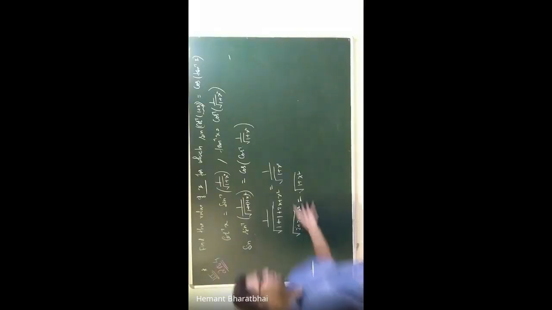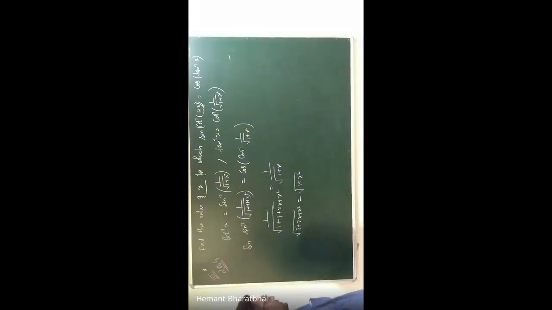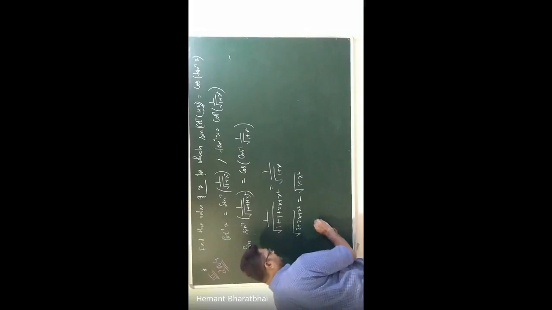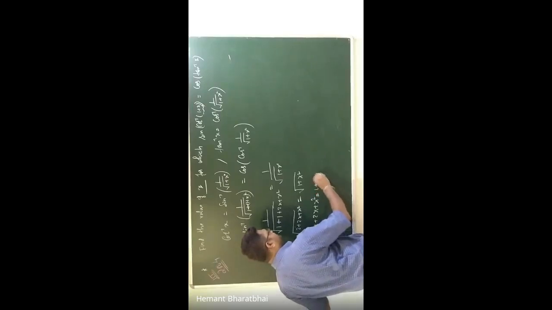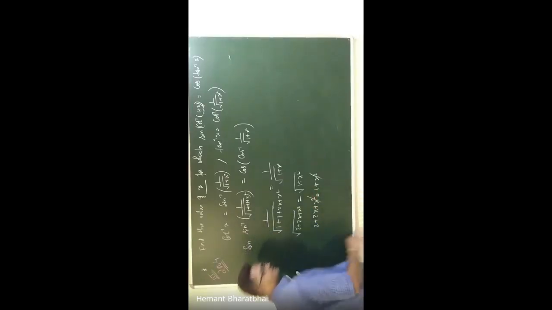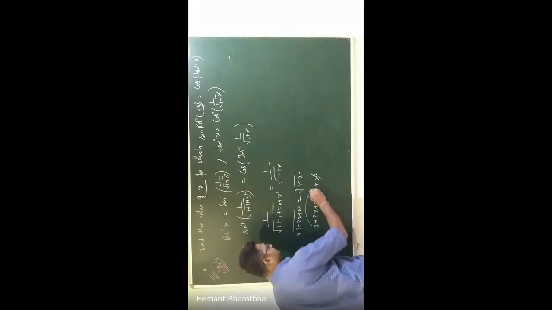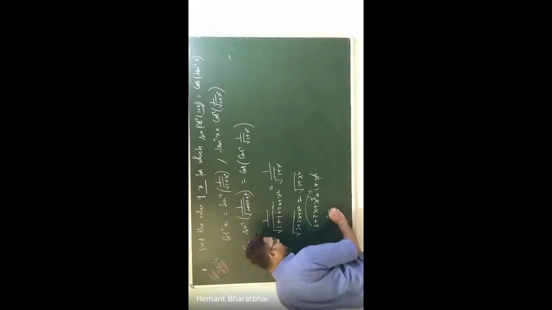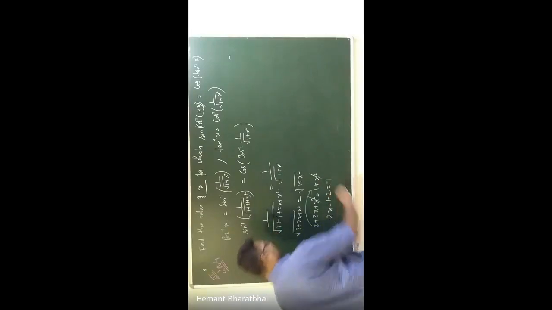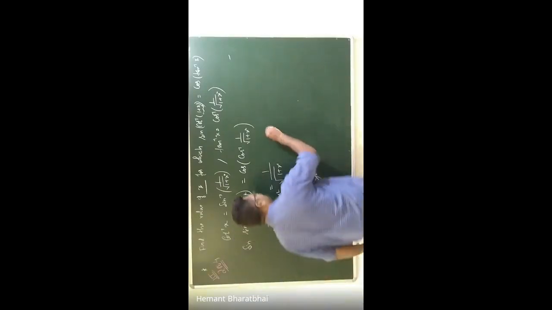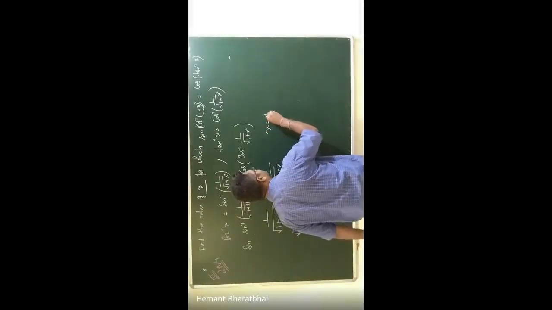So now if I want to remove the square root, I have to take square. So on squaring both sides, I'll get 2 plus 2x plus x square is equal to 1 plus x square. So x square gets cancelled. This 2 I'll take over there. So I'll get 2x is equal to 1 minus 2, that is nothing but minus 1. So I get x is equal to minus 1 by 2.